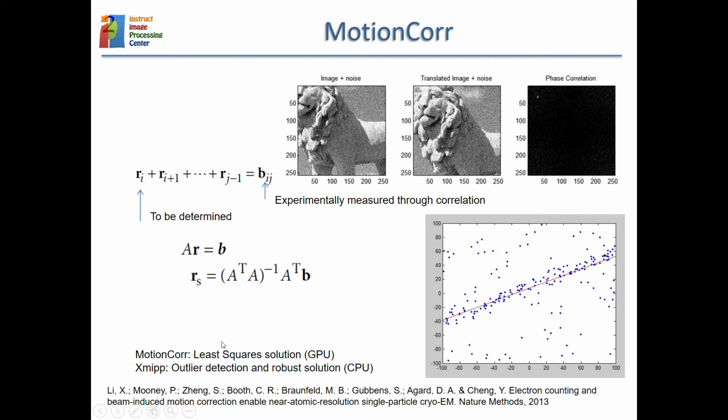For instance, the first MotionCor and MotionCor2 were solving that in a least squares way. Xmipp was trying to detect outliers and do a robust estimation of these, removing errors in the estimation of these frames. The reason is that the frames are so noisy that the correlation peaks are not so clean as in this example. You might have many mistakes, and then solving for the shifts in a robust way is really important.